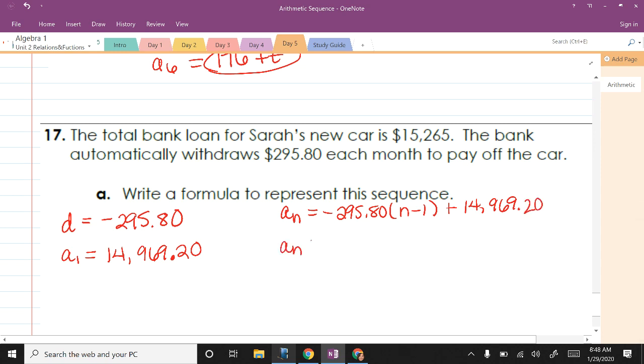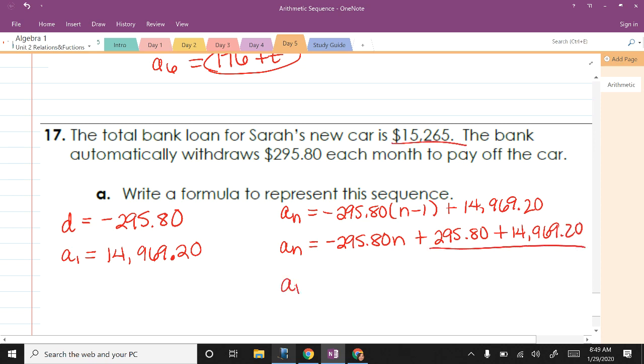All right, now what do I do mathematically? Distribute. So that's going to be negative $295.80 times n. A negative times a negative is a positive $295.80 plus $14,969.20. Well, isn't that going to be back to where I started? Oh, yeah. So A sub n equals negative $295.80 n plus 15,265. That's my formula.